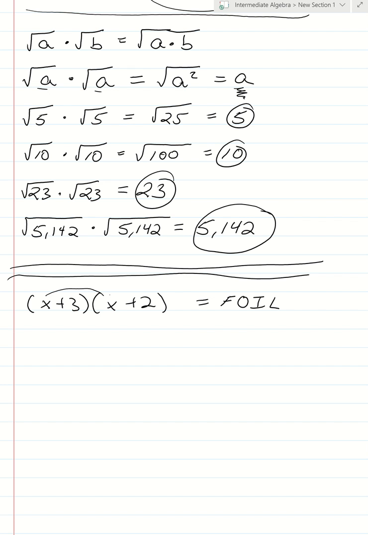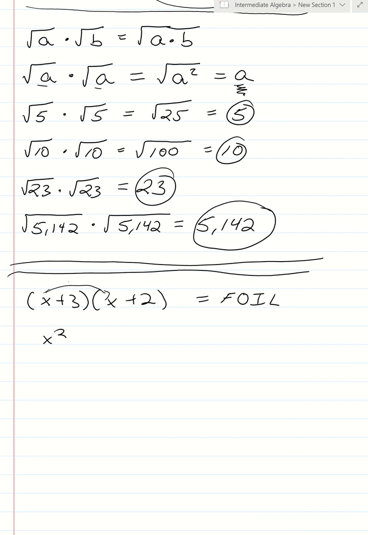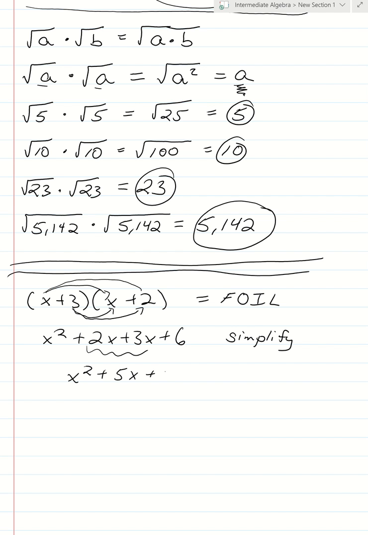We would multiply the x with the x. That would give us an x squared. We would multiply the x with the 2. That would give us a plus 2x. Then you multiply the 3 with the x. That would give you a plus 3x. And then, of course, 3 times 2, that would give you a 6. And then, of course, what do you have to do? You have to simplify. And how do we simplify? Well, we're going to combine these like terms, in which case we have x squared plus 5x plus 6. We combine the like terms, and that would be your final answer.